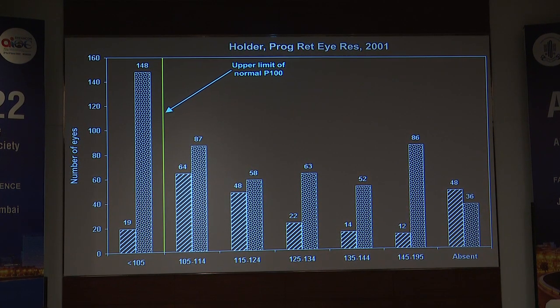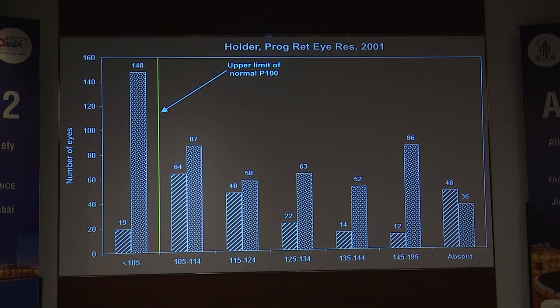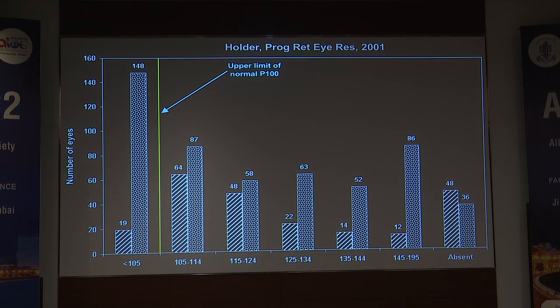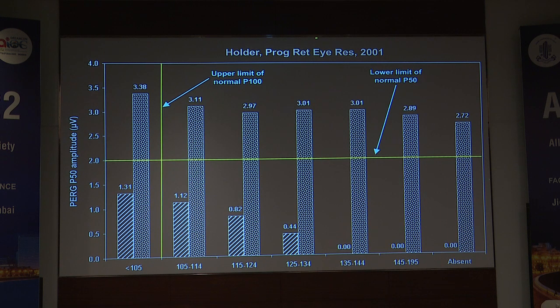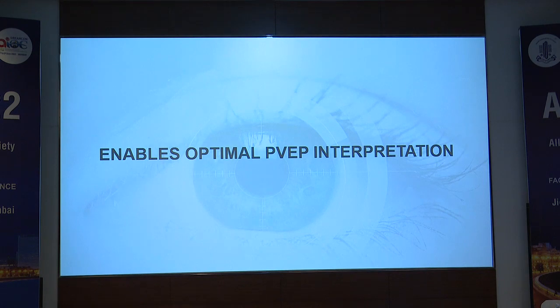So this is a study done by Dr. Graham Holder in 2001. He had a large case series where he showed that if we do just a visual evoked response, the P100 changes are not actually specific for a neuropathy. It does not tell you whether it's because of a neuropathy or a maculopathy. He also showed that the changes in the P50 wave of pattern ERG are a much more sensitive tool to diagnose a maculopathy. And that's where the use of pattern ERG comes in.